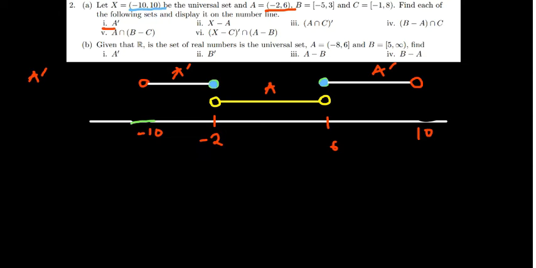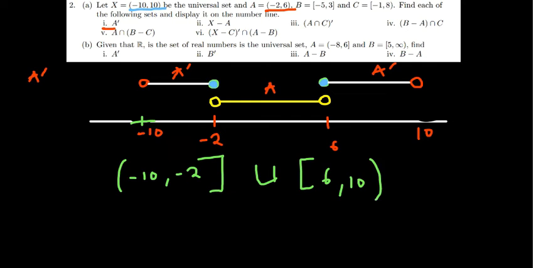Of course, the complement here is starting from negative 10 all the way up to negative 2. Now paying attention to whether we've shaded or not shaded, negative 10 is of course not shaded. Negative 2 is shaded, so I'll use that kind of bracket. Now I'll use union to join them over from 6 up to 10. Now 10 will be curved. So this is our A complement.